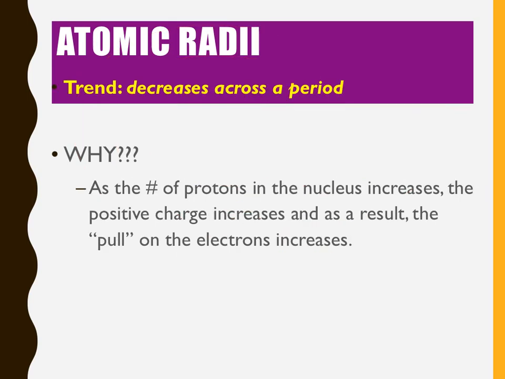So why is it that it gets smaller as it goes across from left to right? Well, the atomic number is increasing. An increase in the atomic number means an increase in the protons. So you're going to get more of a nuclear pull as you go across the period.